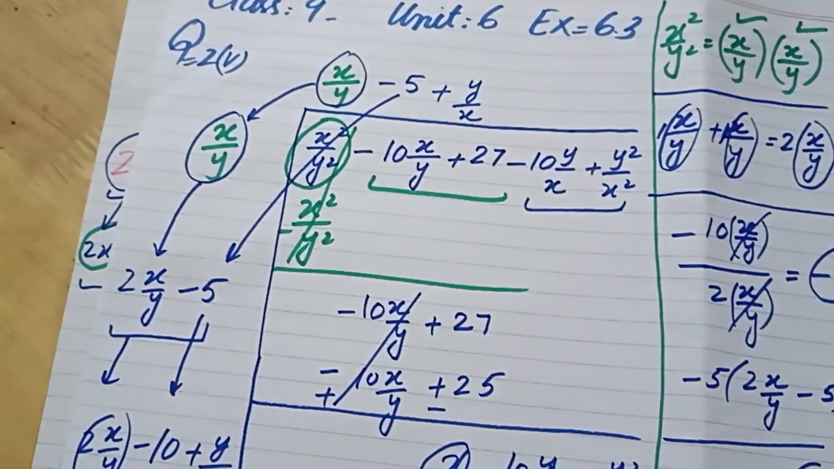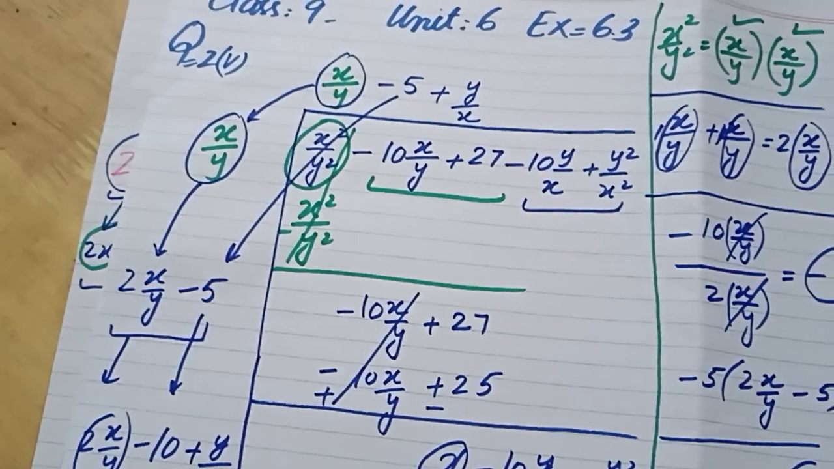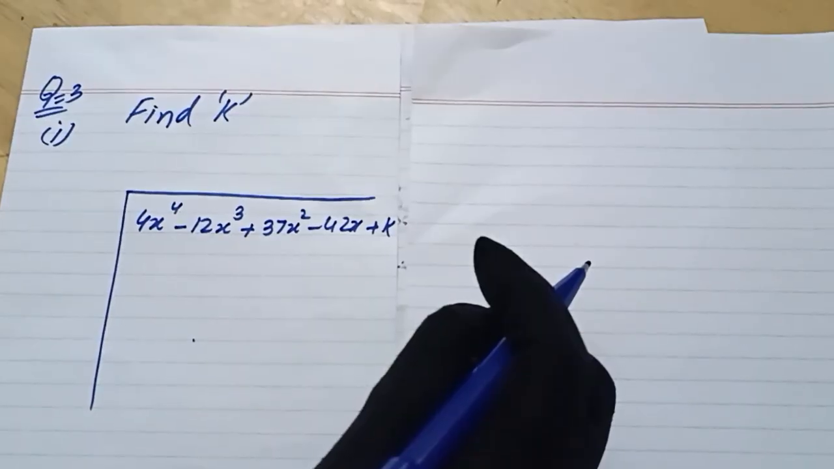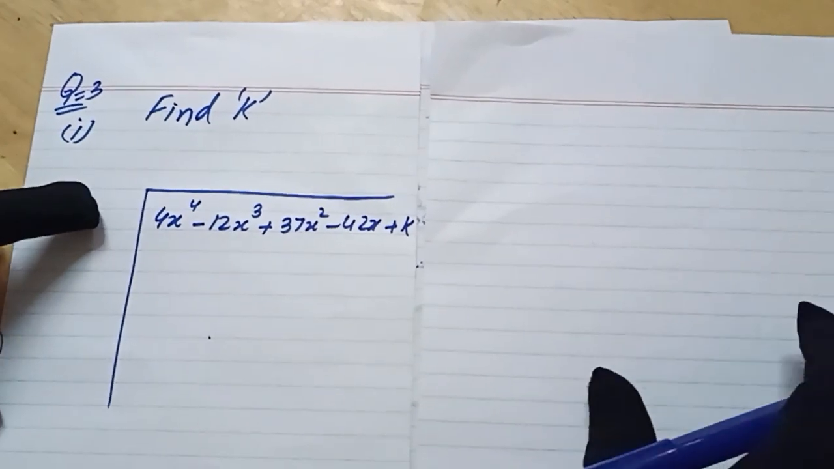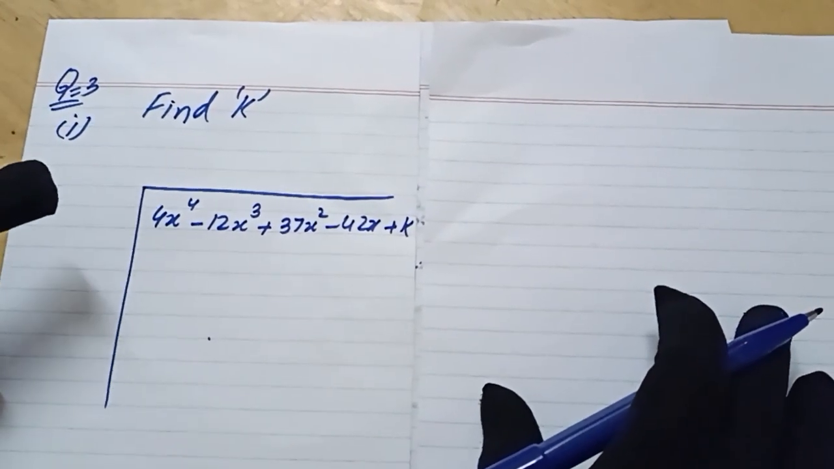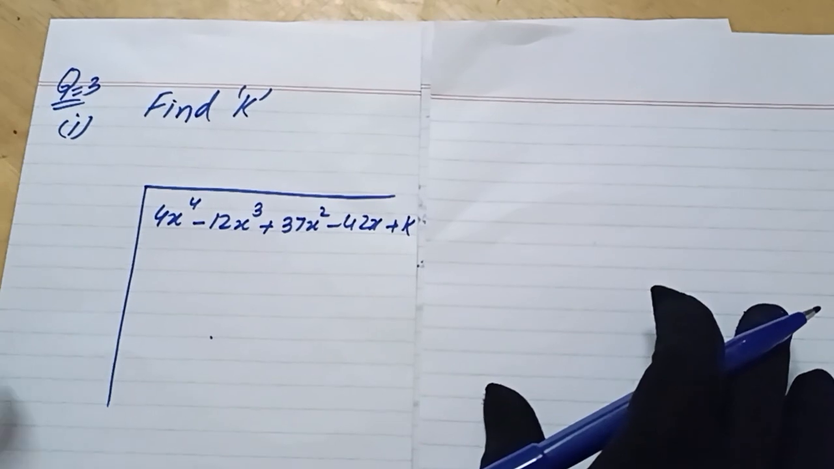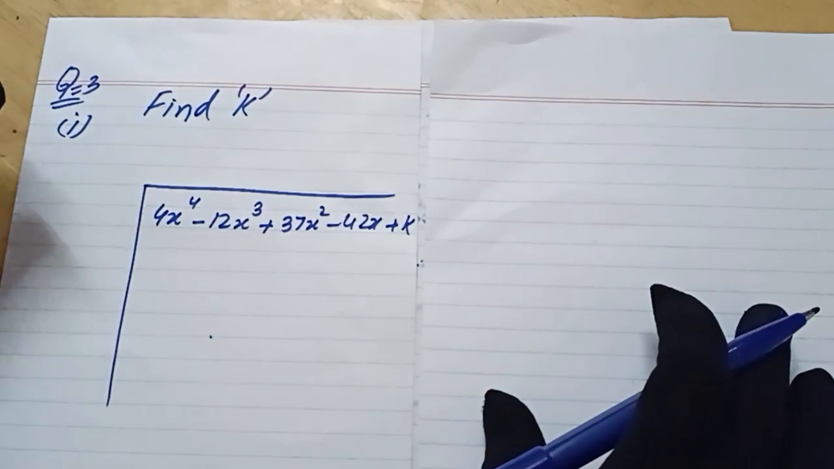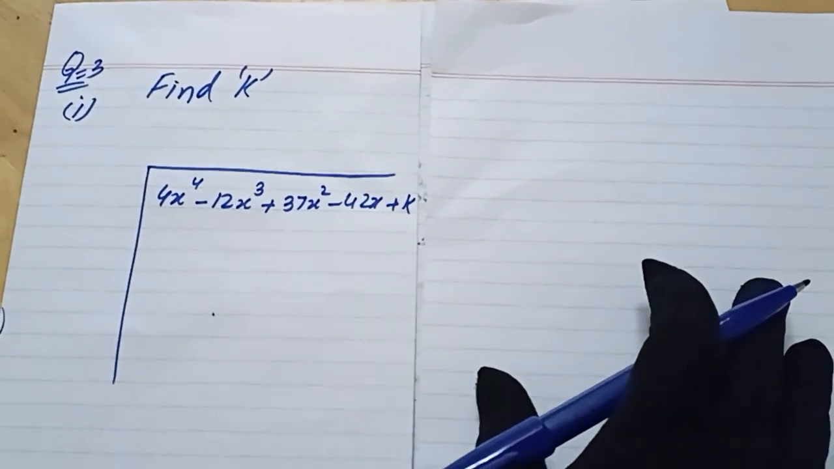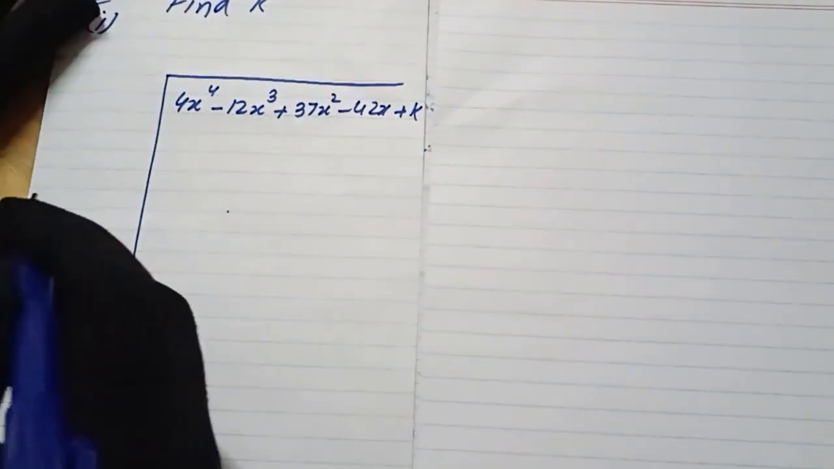So I will start the question number 3 also now in the same video. In the question number 3, they said that find out the value of k such that the given expression is a perfect square. It means if it is a perfect square, we will solve the square root with the square root method, then the remainder must be equal to 0. So let's continue with the same method.